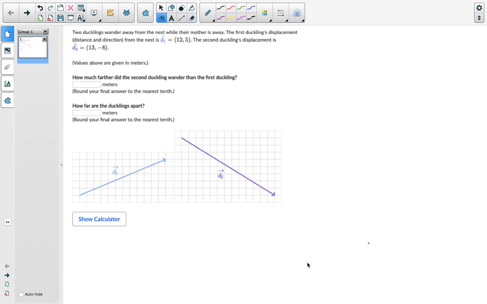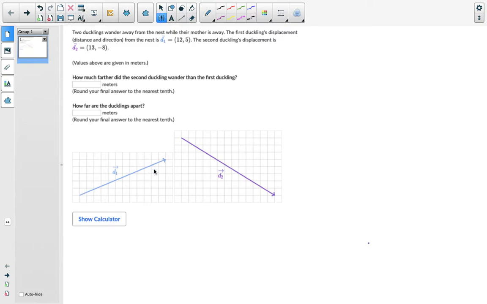With some of this Khan Academy. So you have two ducklings that are wandering away from the nest while their mother's away. The first duckling is right here, and then the second duckling is here. And it wants to know how much farther did this duckling move than this duckling.